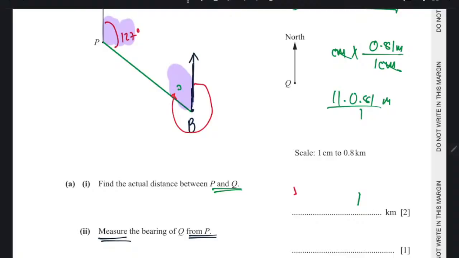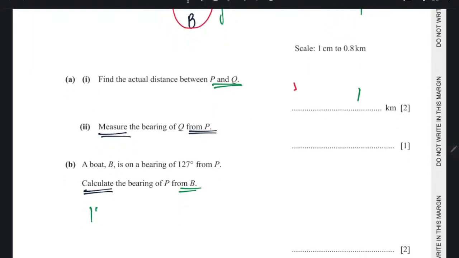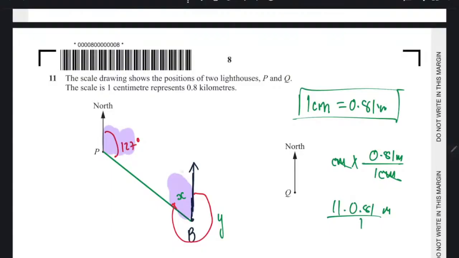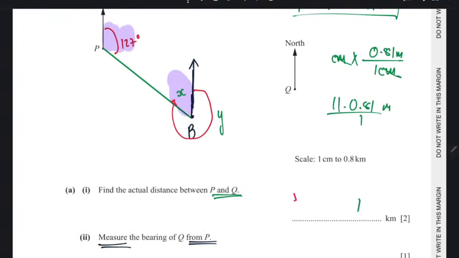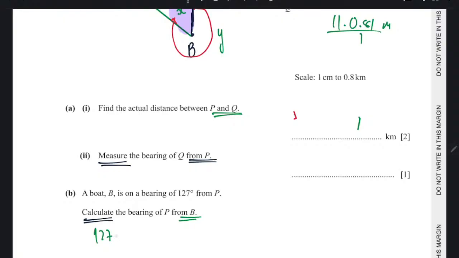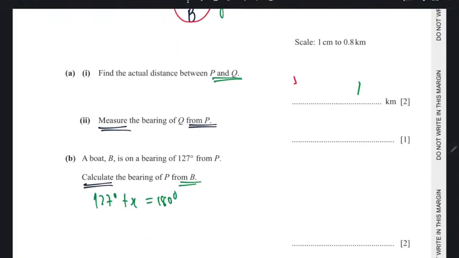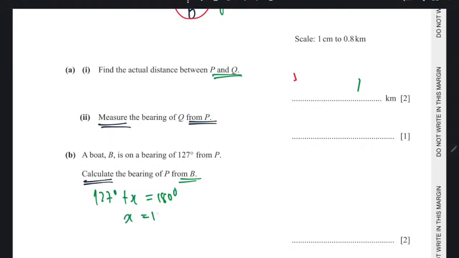This is X and you are looking for this one. We can call it Y. So you say 127 plus X. These are the ones that give you 180. So you say 127 degrees plus X will be equal to 180 degrees, which means to find the missing one, it will be actually 180.